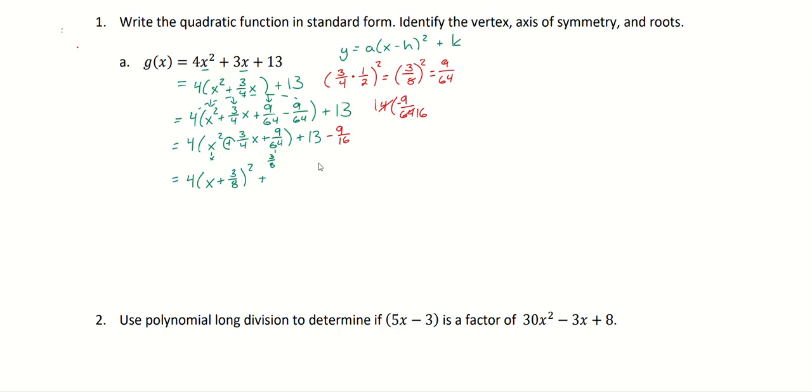If we take this 13 minus 9/16, we would need a common denominator. However, we are all permitted and allowed to use our lovely TI-84 calculators. And purely in the interest of time, I'm going to ask my calculator, what is 13 minus 9/16? It gives me a super ugly decimal that I can math frac and see that this is 199/16.